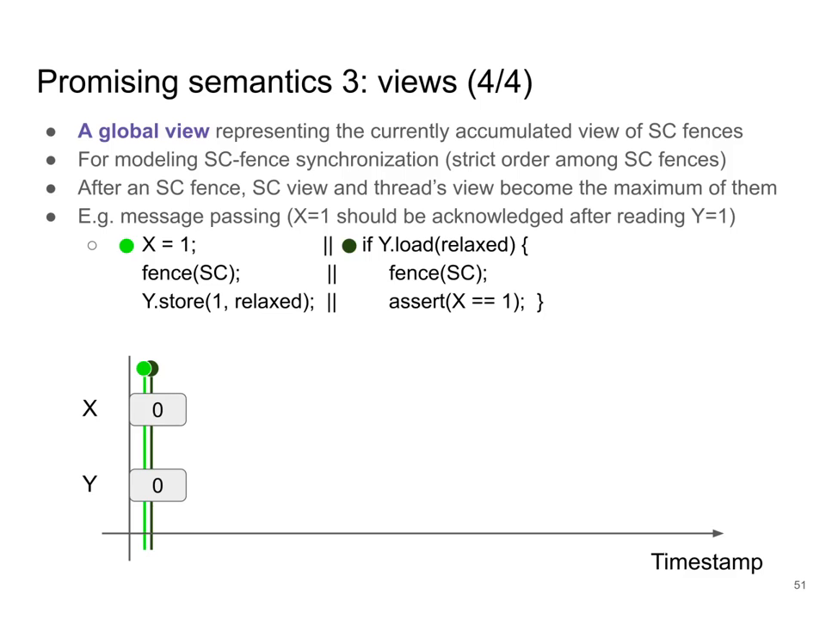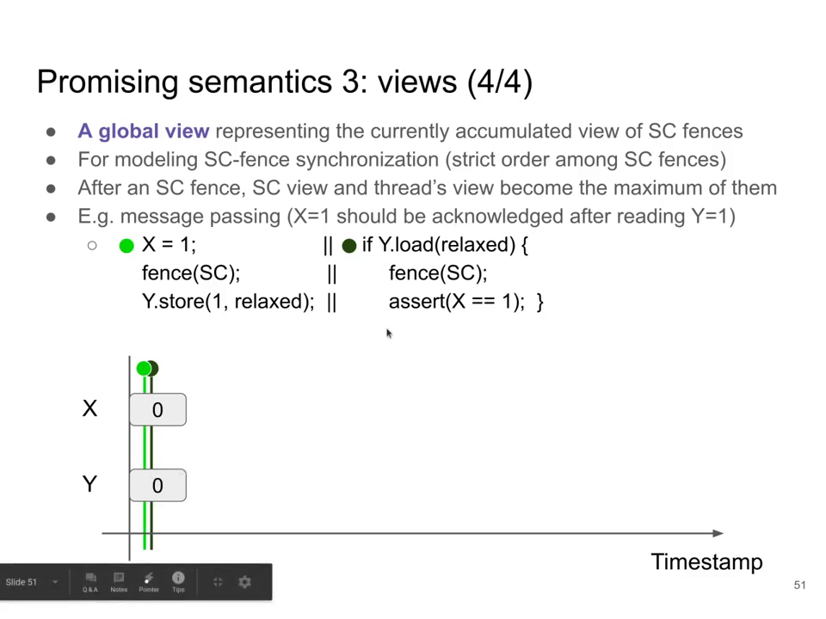How to model this behavior? How to forbid this behavior in our model? That is basically the question, and the answer is by maintaining a global view for SC synchronization. So let me execute again. If the right thread is executed first, then y should be 0 because there is no message that is different from the value 0.